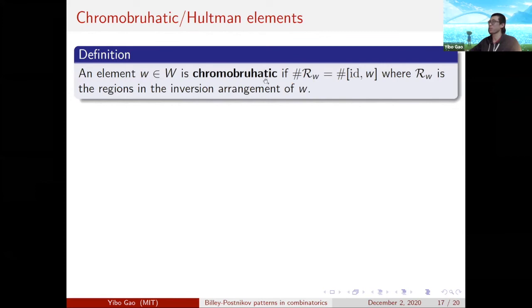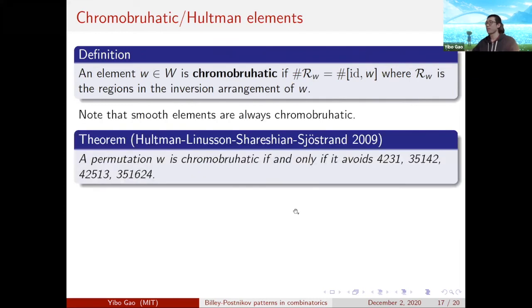An element is chromopragmatic if the number of regions in the inversion arrangement of W, that is some hyperplane arrangement associated to W, is the number of elements below W in the strong Bruhat order. This theorem says that a permutation W is chromopragmatic if and only if it avoids some permutations. All the smooth elements are chromopragmatic.